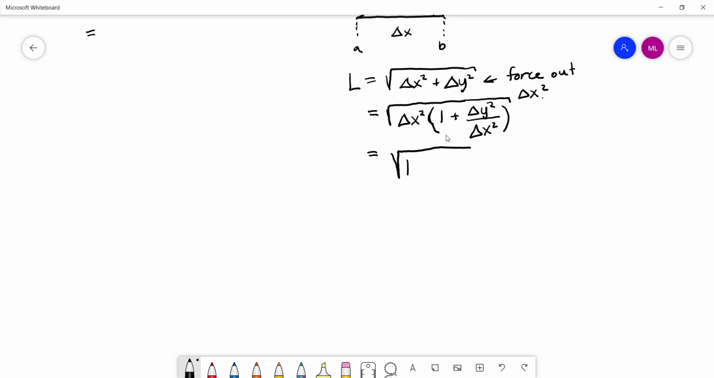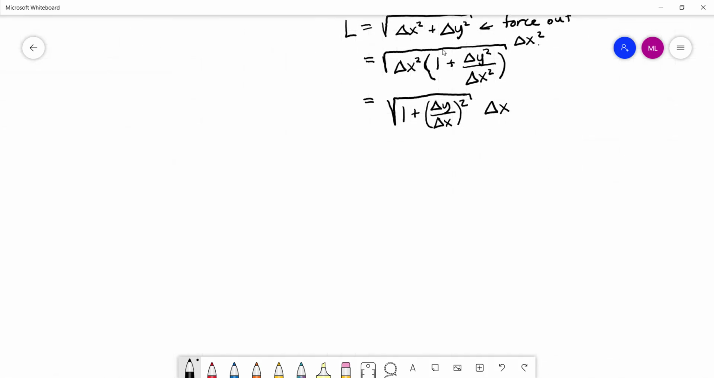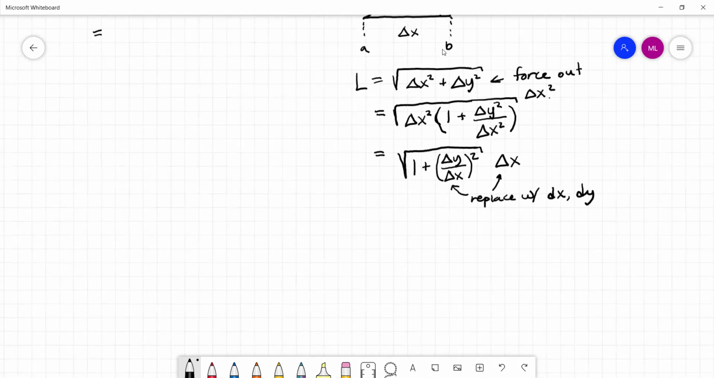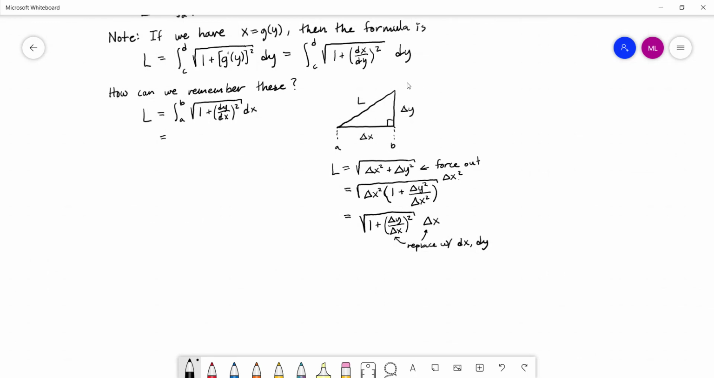I can rewrite this as 1 plus the delta y over delta x. They were both squared, so squared. And this piece, it's being both squared and square rooted. And I can kind of pull it out over here. And all we're doing now is essentially treating these pieces as, replace them with dx and dy instead, which is sort of the analogs for what they represent anyways.